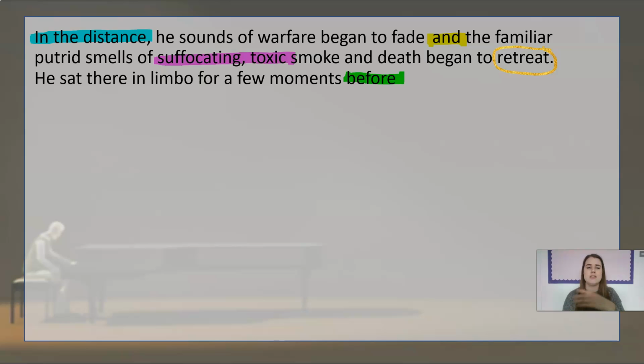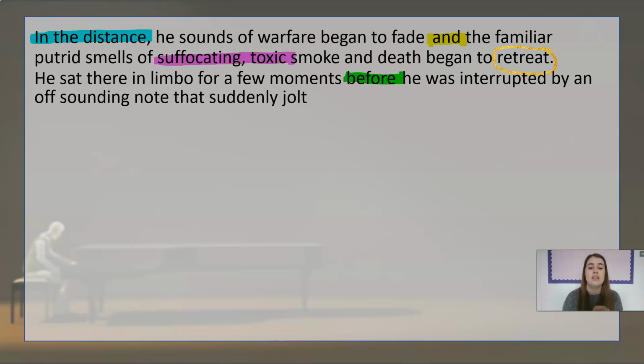It's a very beautiful, very melancholy tune that he's playing. If he hits that wrong note, it's going to offset the tone of the music. And it might suddenly trigger him to think, well, hang on a second, that note didn't sound right. And it might just pull him back to the present day. So he sat there in limbo for a few moments before he was interrupted by an off-sounding note that suddenly jolted him into the present. So I've gone for that concept. He's playing it without looking, he's not thinking, his mind's gone somewhere else, and suddenly he hits a wrong note.